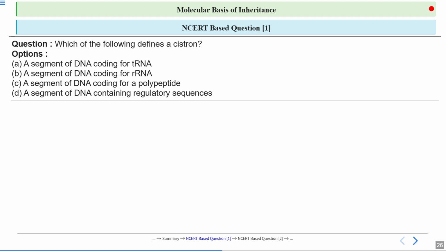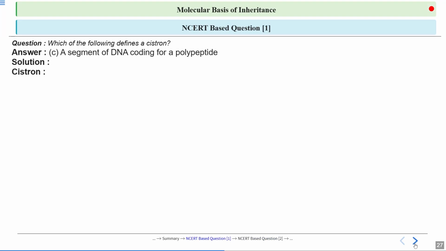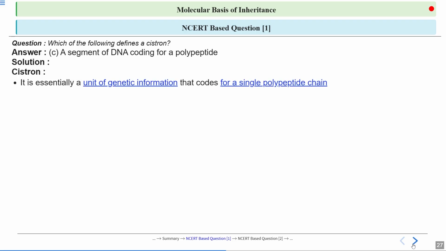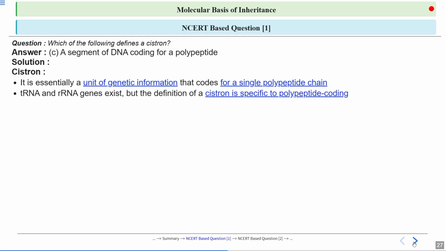So here we know that a segment of DNA which is going to code for polypeptide is what we call cistron. So what is a cistron? It is essentially a unit of genetic information that is going to code for what? For a single polypeptide chain. tRNA and rRNA genes exist, but the definition of cistron is specific for polypeptide coding.